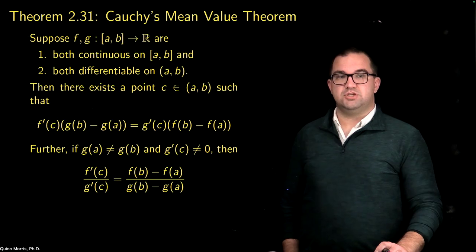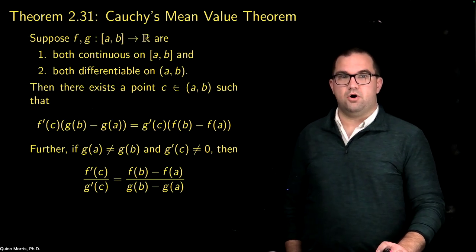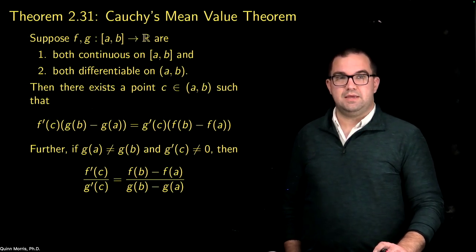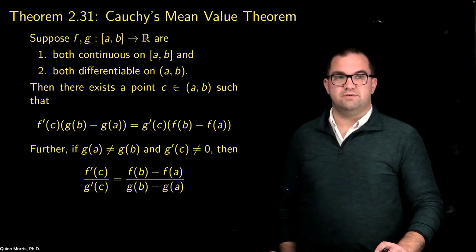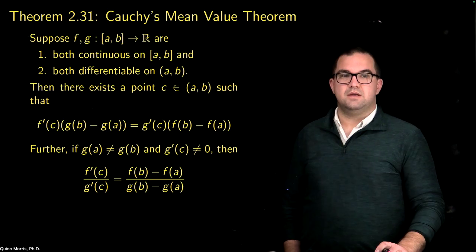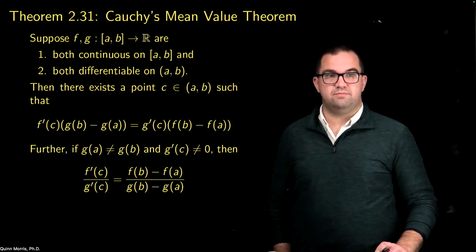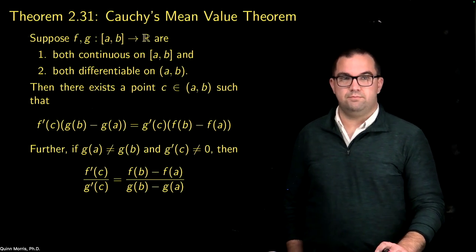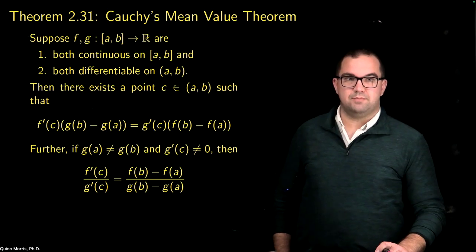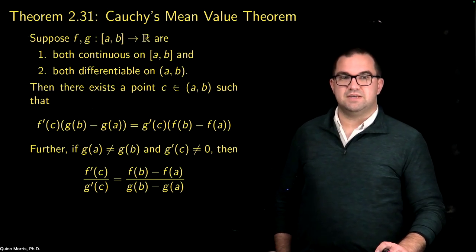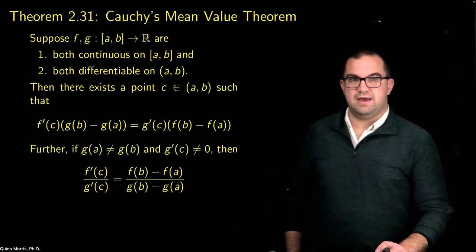It says, suppose f and g, which are functions mapping the interval [a,b] into R, are continuous on [a,b] and differentiable on the open interval (a,b). Then there exists a point c in the open interval (a,b) such that f prime of c times g of b minus g of a is equal to g prime of c times f of b minus f of a. Further, if g of a is not equal to g of b and g prime of c is not equal to 0, then f prime of c divided by g prime of c is equal to f of b minus f of a over g of b minus g of a.